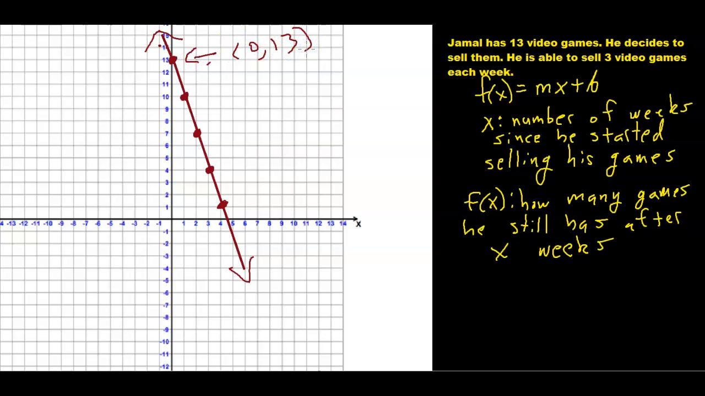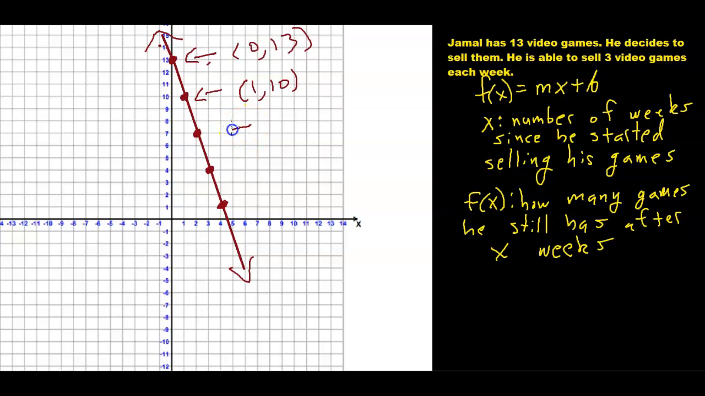So if x is 0, that means he hasn't started selling his games yet, right? And the corresponding y value, or the f of x value, is 13, which means before he starts selling his games, he has 13 games, right? That makes sense. What's our second point? Our second point is (1, 10), right? Well, that makes sense. After x equals 1 week, he has y equals 10, or f of x equals 10 video games left, right? If he sold 3, he has 10 now, right?